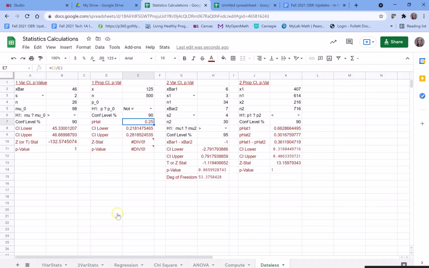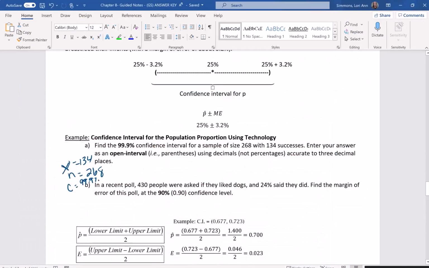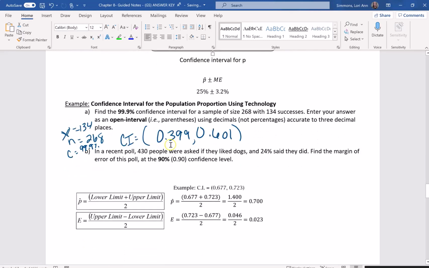Go ahead, go to our calculator sheet, type that in. 134, 268, and then confidence of 99.9%. So we're between 0.399 and 0.601. So parentheses, the lower goes here, 0.399, and upper 0.601, and they're not percentages. And this is your confidence interval. Okay, so hopefully that helps.